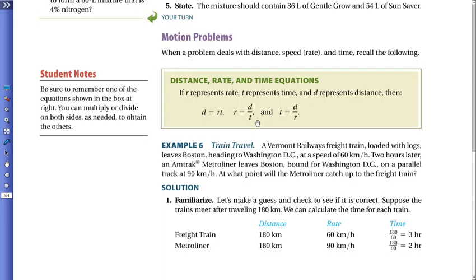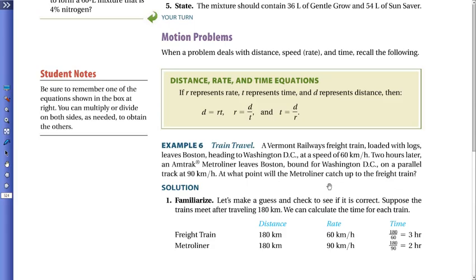Well, let's go through this. A Vermont Railways freight train loaded with logs leaves Boston, heading to Washington, D.C. at the speed of 60 kilometers per hour. 2 hours later, an Amtrak Metroliner leaves Boston, bound for Washington, D.C. on a parallel track at 90 kilometers per hour. At what point will the Metroliner catch up with the freight train?